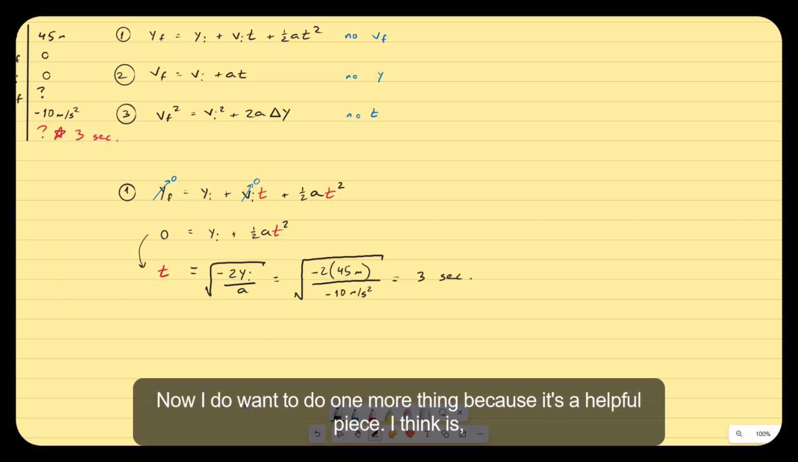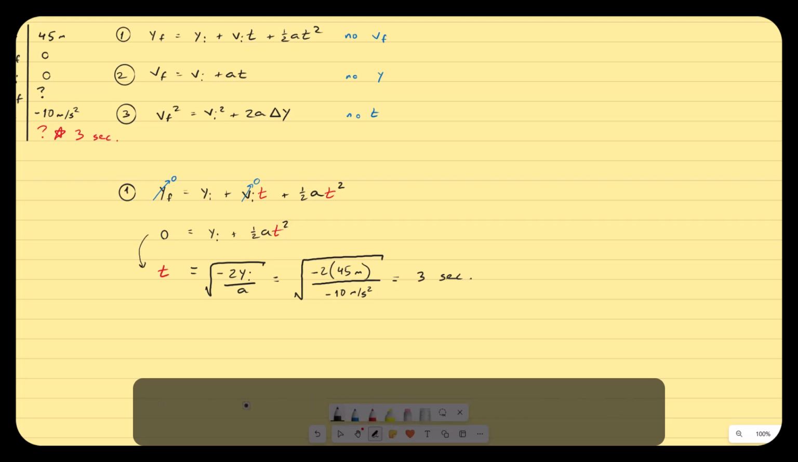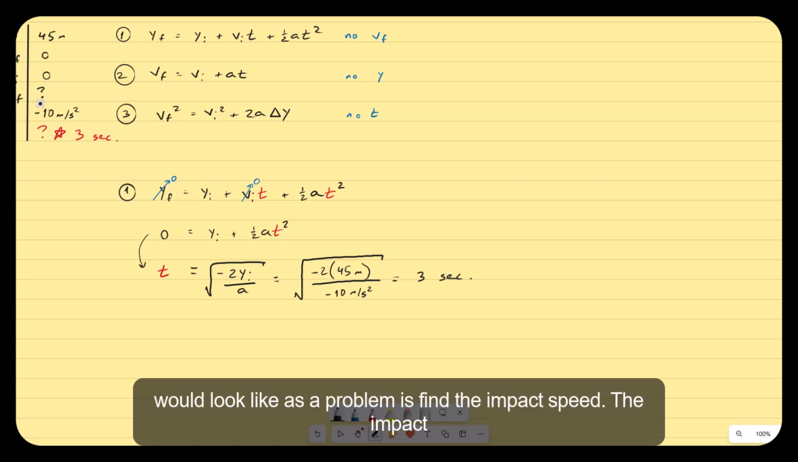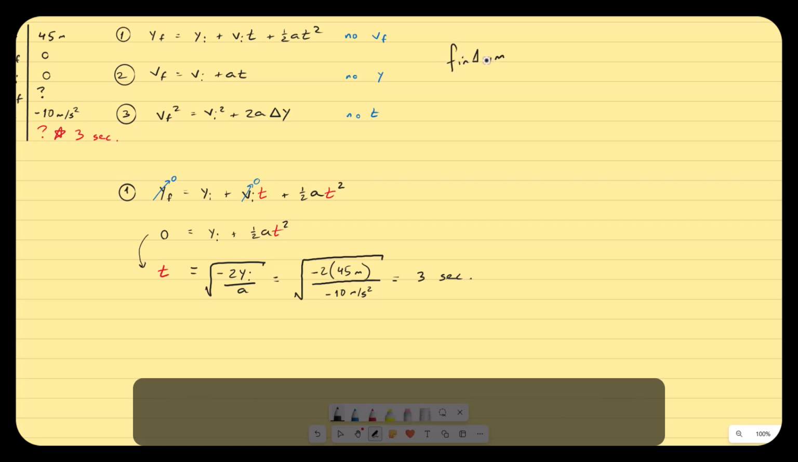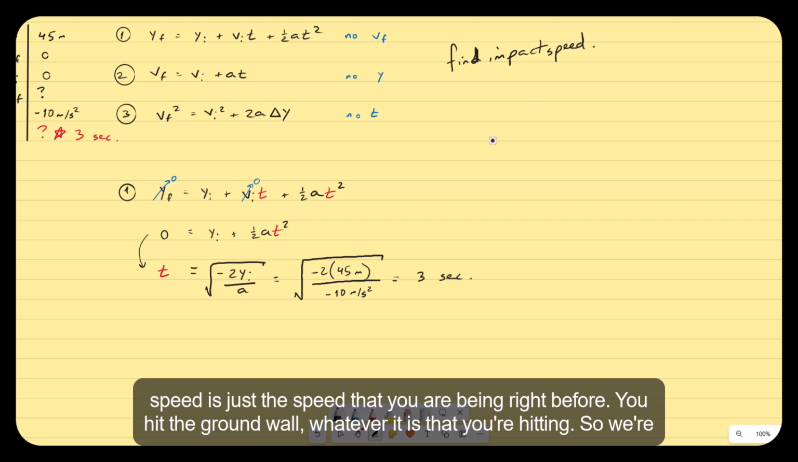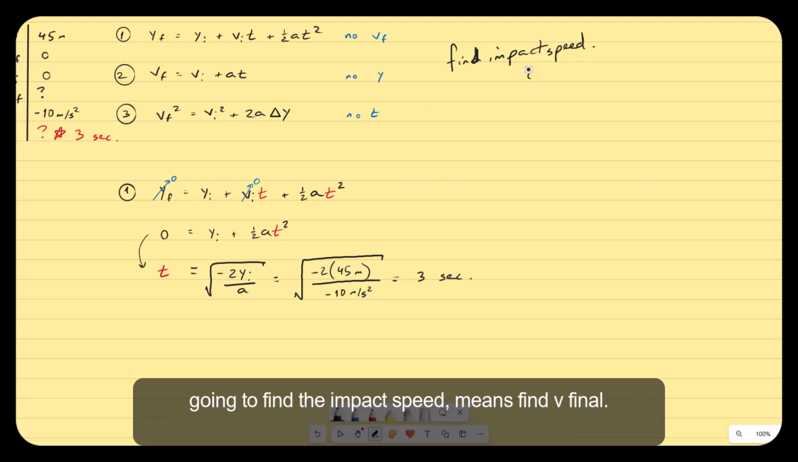Now I do want to do one more thing, because I think it's a helpful piece: let me find v final. What this would look like as a problem is find the impact speed. The impact speed is just the speed that you are moving right before you hit the ground, the wall, whatever it is that you're hitting. So we're going to find the impact speed, which means find v final.